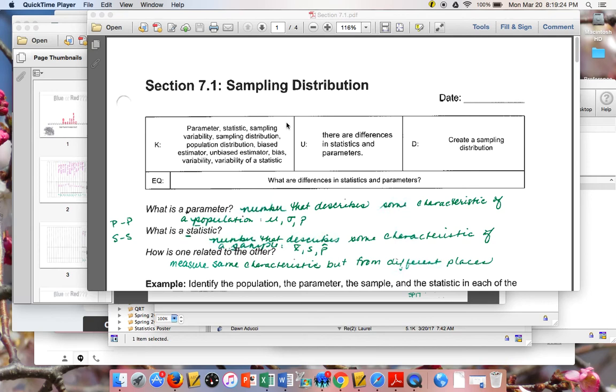All right, this is section 7.1, sampling distributions. So we're trying to get to the point where we can take sample data and infer something about the population. This chapter is going to help us bridge that from what we've learned so far, getting us to the point where we can actually create confidence intervals and do a hypothesis test.